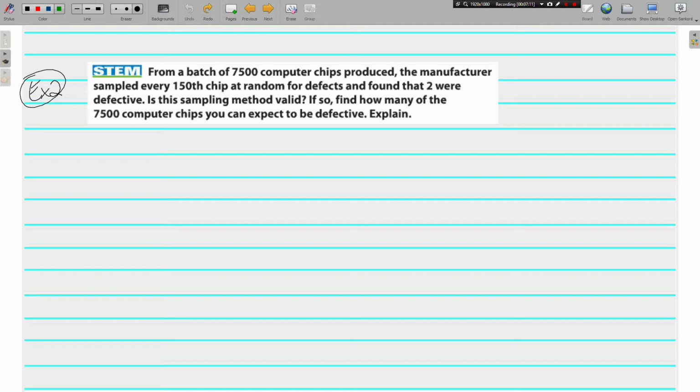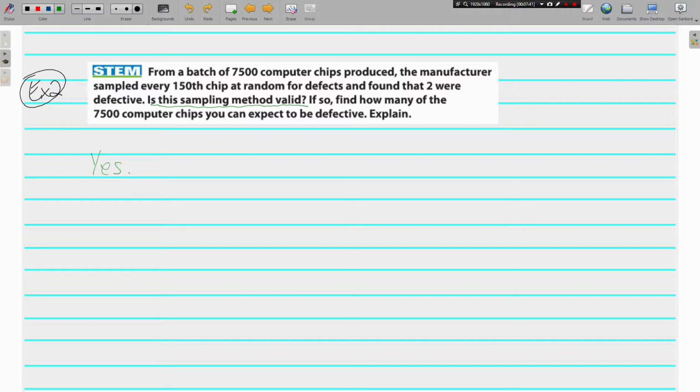Now, from a batch of 7,500 computer chips produced, the manufacturer sampled every 150th chip at random for defects and found that there were 2 defective. Is this sampling method valid? If so, find how many of the 7,500 computer chips you can expect to be defective. Explain. This one's actually pretty good, I think. Yes, it is valid.